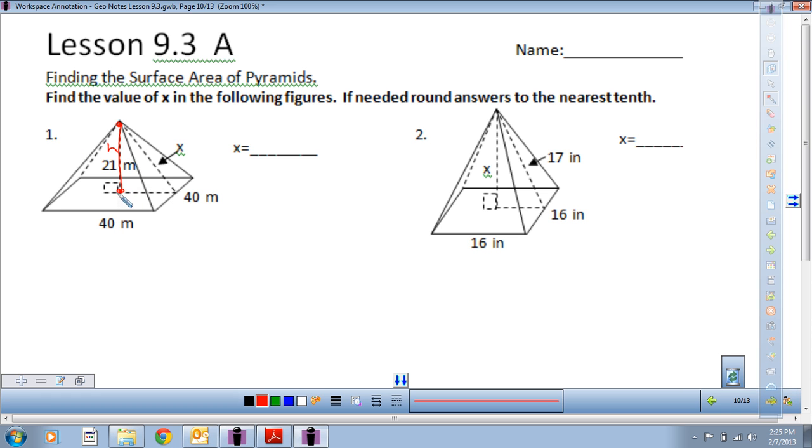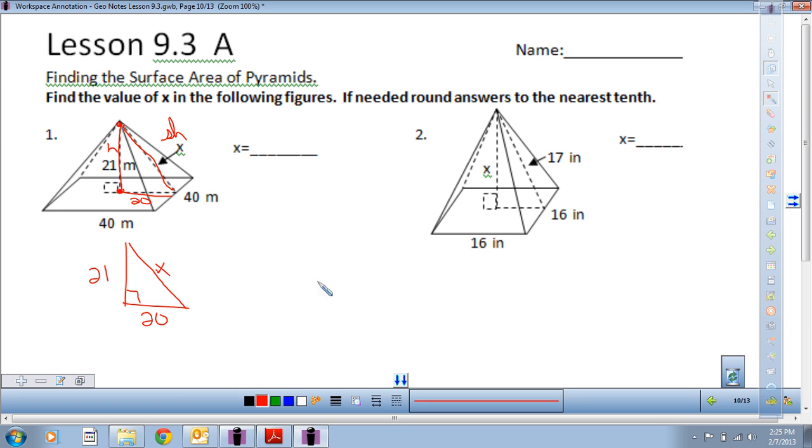Now, this distance from the center of the base over here to the base edge is 20. The whole thing is 40, so that distance is 20. And then this one running down this lateral face, that's the slant height. We used the abbreviation SH for it last class. So within this triangle, we have a height of 21, half the base edge of 20, and the slant height here, which I have labeled as an x.